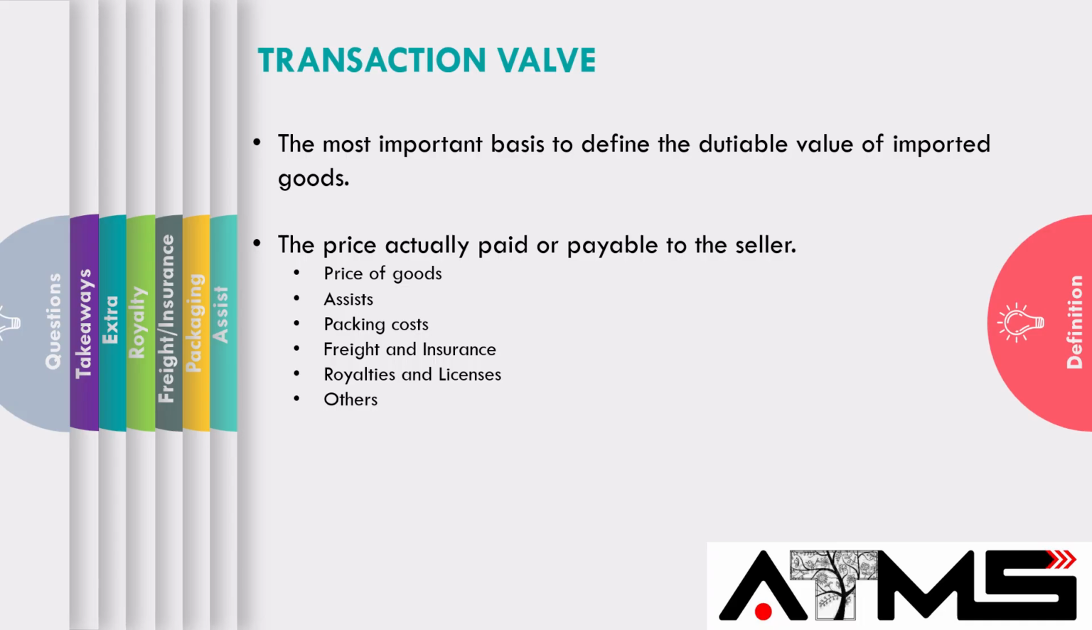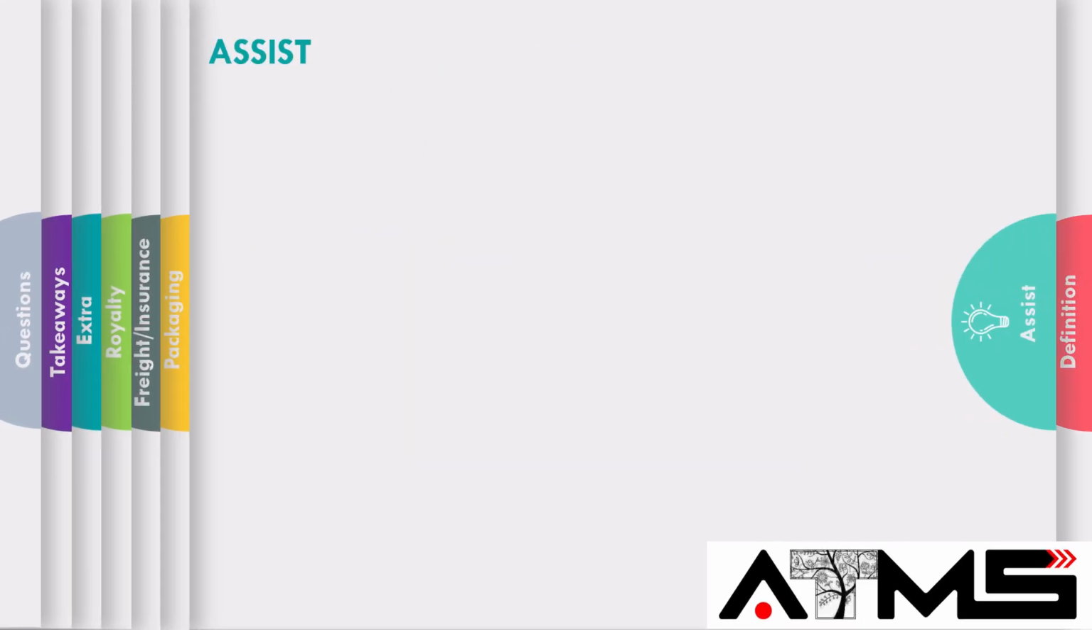As we'll see shortly, it generally includes the price actually paid for the product itself, assists, free of charge items provided by the importer, packing costs, freight and insurance, royalties and license fees, and other dutiable additions. Since the product purchase price is already familiar to most of you, we're focusing on other components today. First, let's talk about assists.